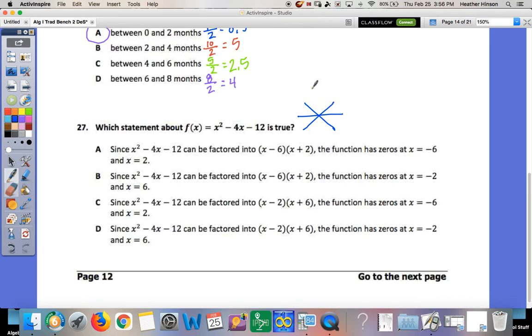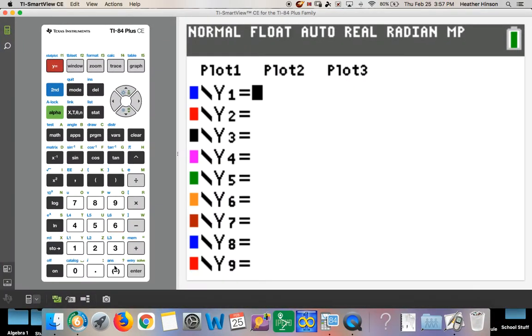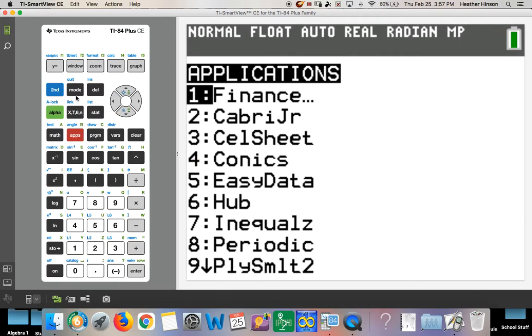Factoring is just your snowflake method. So on top, you're going to put a times c. So 1 times negative 12 is negative 12. B for the bottom, which is negative 4. And then ax on the sides. So 1x. Then we just take our top number and divide it by x plus x.